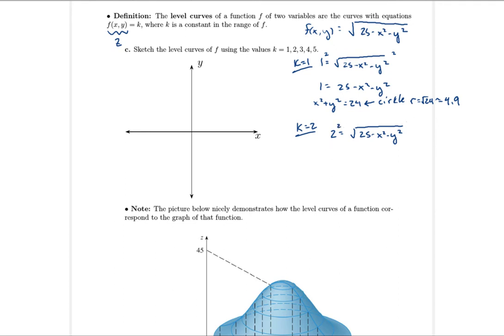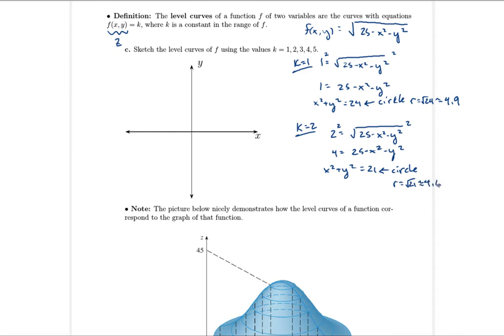So square both sides, so we get 4 is 25 minus x squared minus y squared. Move the x squareds and y squareds to the left, move the 4 to the right, and you get 21. So this is, again, a circle with r equal to the square root of 21, which is about 4.6.